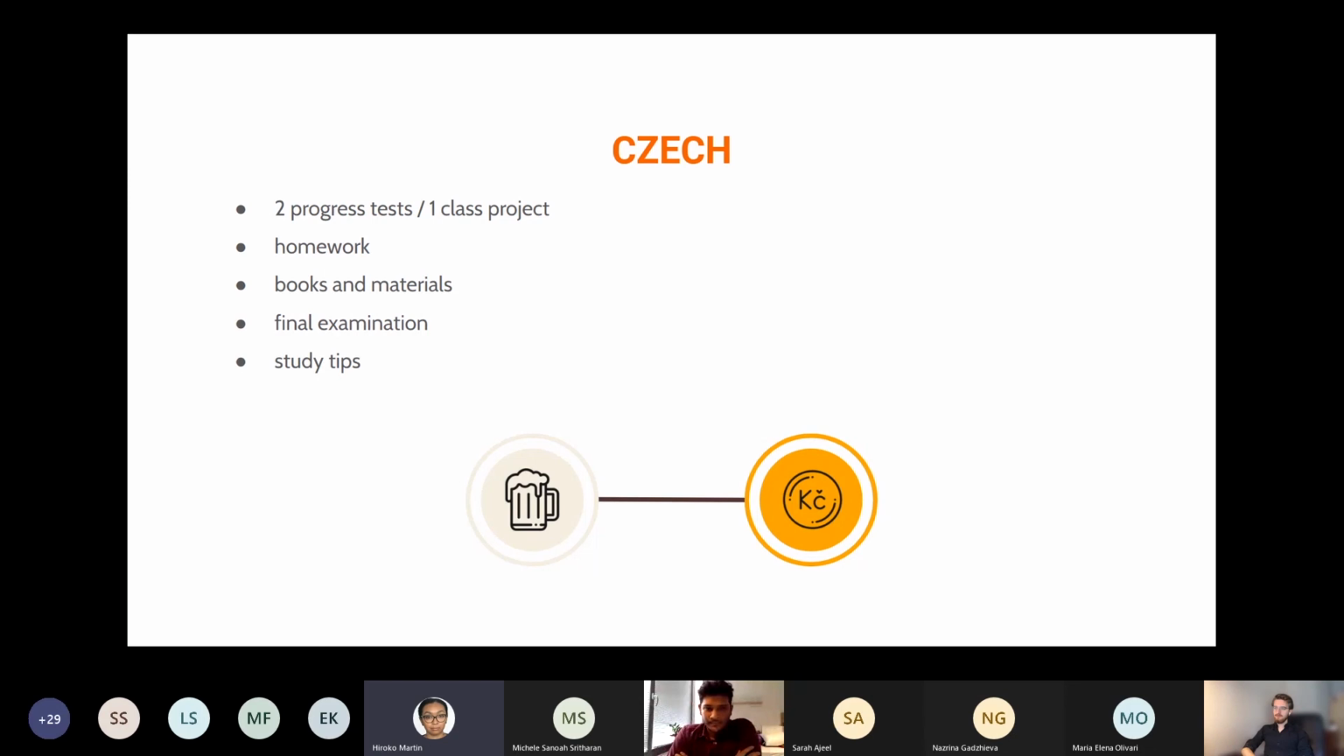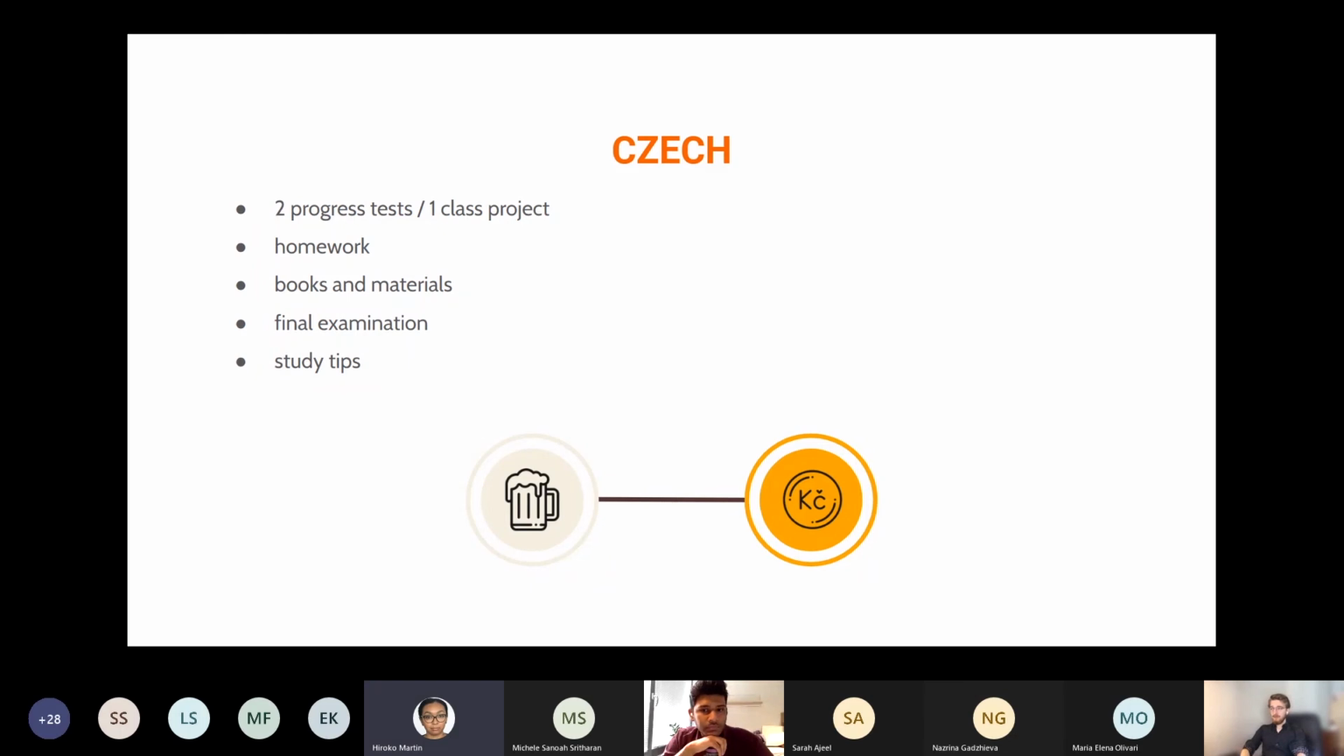So as far as books and materials go, nothing has changed from last semester. You will still be using the Czech Step by Step books and the workbooks, and you will also be using Talking Medicine. You will be using a lot more Talking Medicine than you will the Step by Step books. And for the final examination, you will have a written and an oral portion.